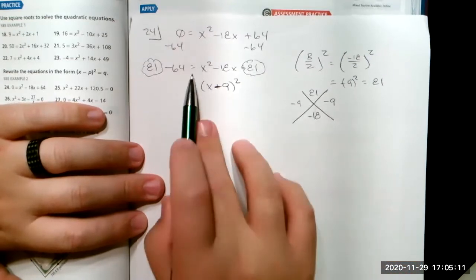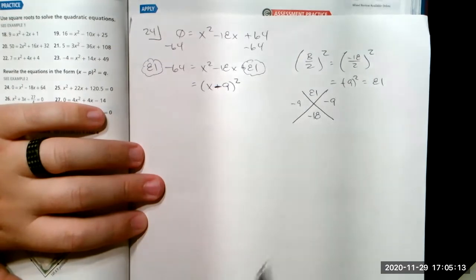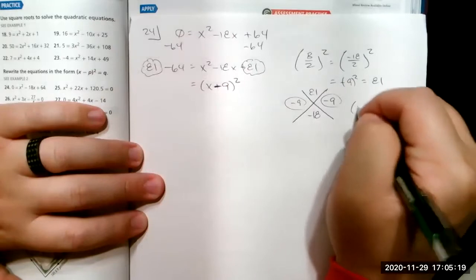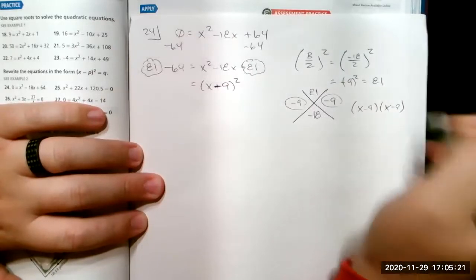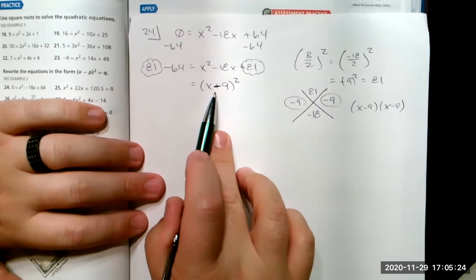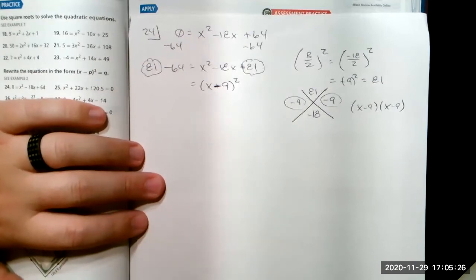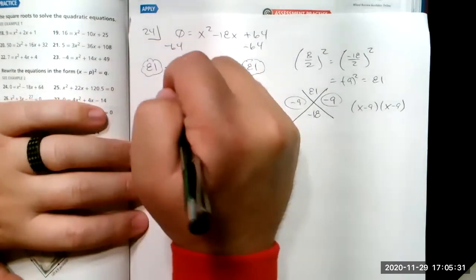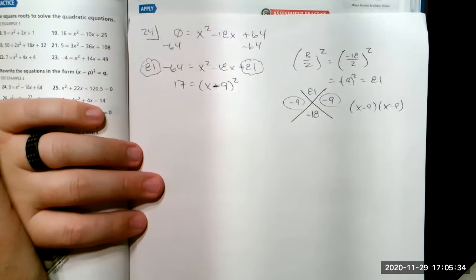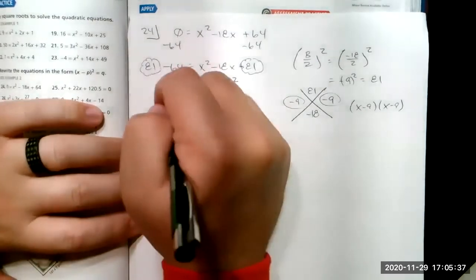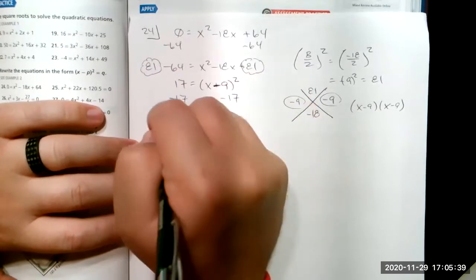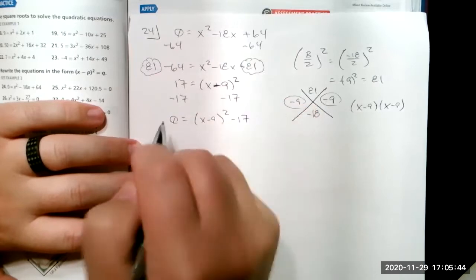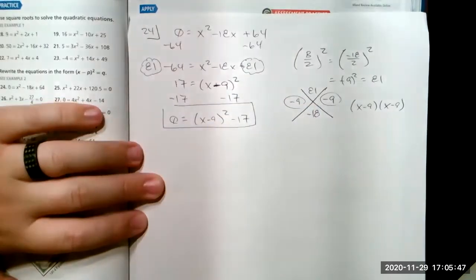If I go back and divide by A, A is 1, so it doesn't change anything. So there's my negative 9, there's my negative 9. So that's going to be the same thing as x minus 9 times x minus 9, or x minus 9 squared. Same exact thing. Then on the left, 81 minus 64, that's 17. So if they want us to put this in vertex form, I'm going to go ahead and subtract 17 from both sides, and I get 0 equals x minus 9 squared minus 17.